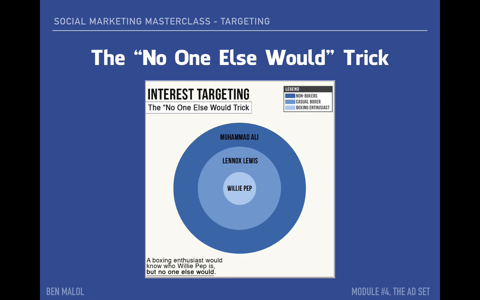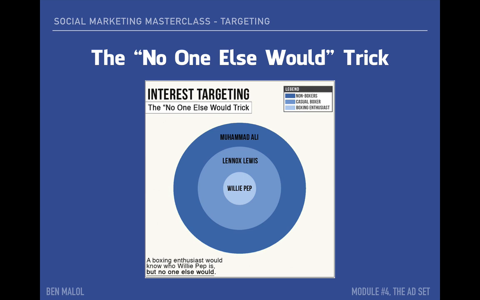Now, Lennox Lewis. By the way, I'm not a boxing fan. This is just from initial research. I came up with these names, so I might be mistaken here about how much Lennox Lewis is actually a known boxer and how much Willie Pep is a known boxer. But from the small research that I did, this is what I came up with, and it's more for the example than for actually targeting. So just to clarify that.